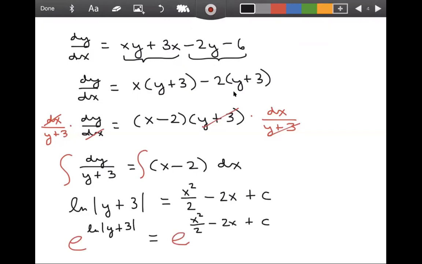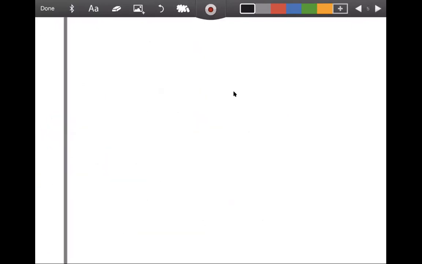Maybe it should be. All right, so going over to the next slide, I'm not really going to do a whole lot with the right-hand side. But the left-hand side, of course, is going to become absolute value y plus 3.